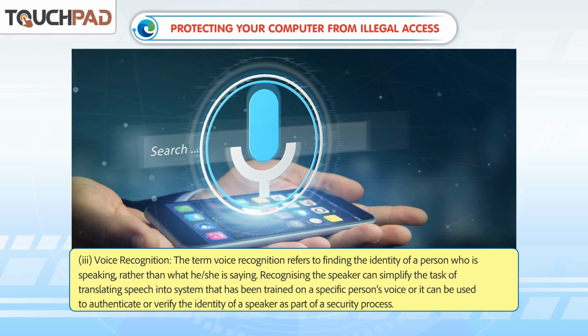3. Voice recognition. The term voice recognition refers to finding the identity of a person who is speaking, rather than what he or she is saying. Recognizing the speaker can simplify the task of translating speech in a system that has been trained on a specific person's voice, or it can be used to authenticate or verify the identity of a speaker as part of a security process.